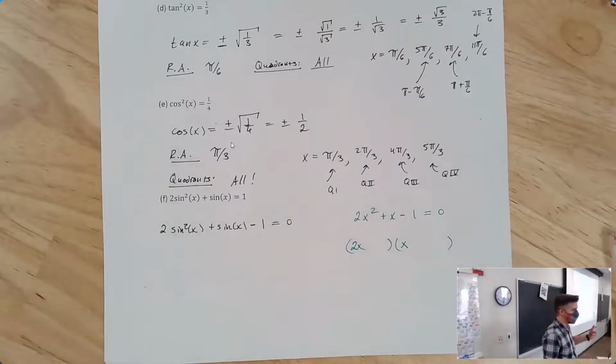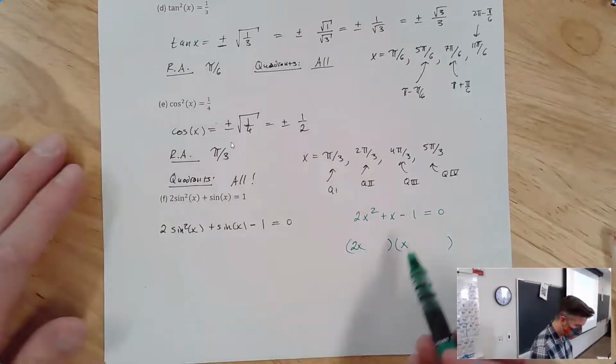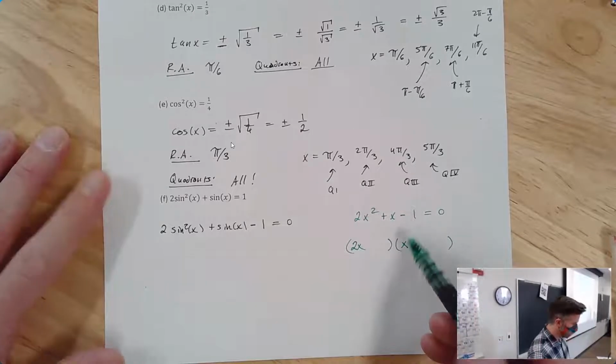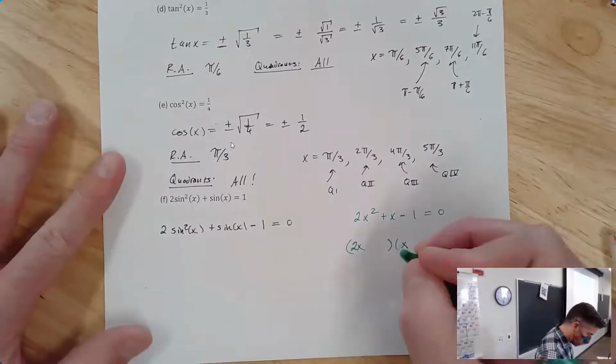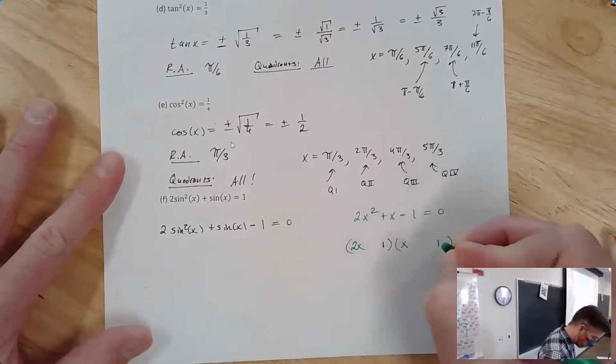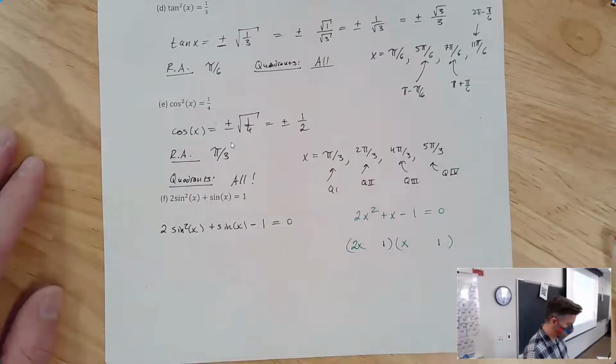There's obviously an infinite number of ways to multiply to the negative 1 if you use fractions. 2 times negative 1/2, etc. But there's only one way to multiply to negative 1 with integers, that's 1 and negative 1. So I want a 1 somewhere and a negative 1 somewhere. I have to figure out which is which.